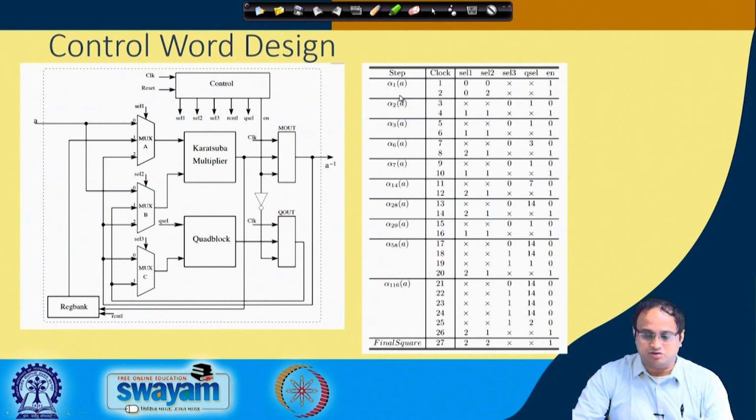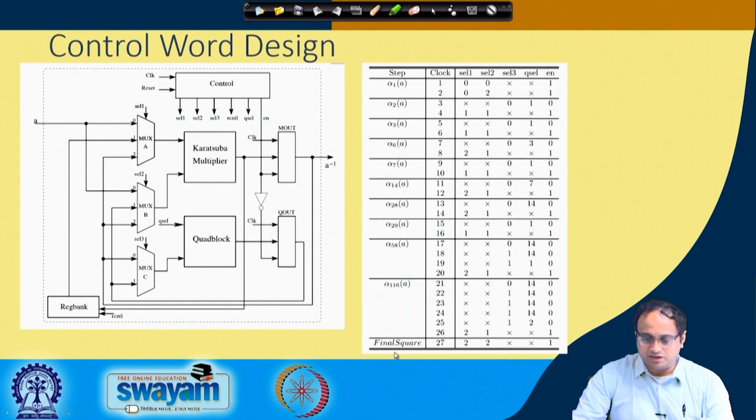So, you again need to calculate alpha 3, alpha 6, alpha 7 and so on, and finally alpha 116. You can see that in alpha 116 you have to do several quaddings. Whenever this enable signal is 0, that means you are doing the corresponding quaddings. So you are doing so many quaddings, and finally there is a multiplication. For every section there are some quaddings followed by a multiplication.